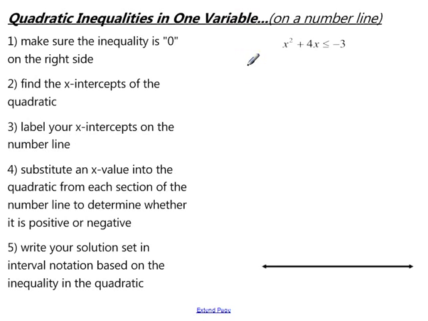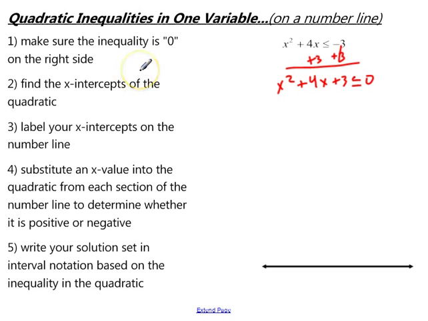When we're solving quadratic inequalities in one variable, that means we're using a number line. So the first step is to make sure the inequality is 0 on the right side. Let's move everything over to the left side. We want to add 3 to both sides first. Then we get x squared plus 4x plus 3 is less than or equal to 0.